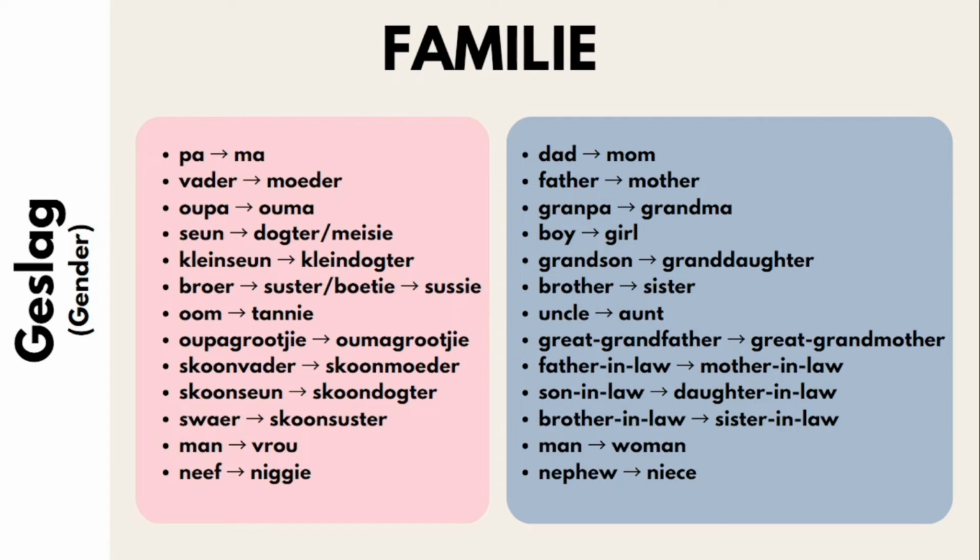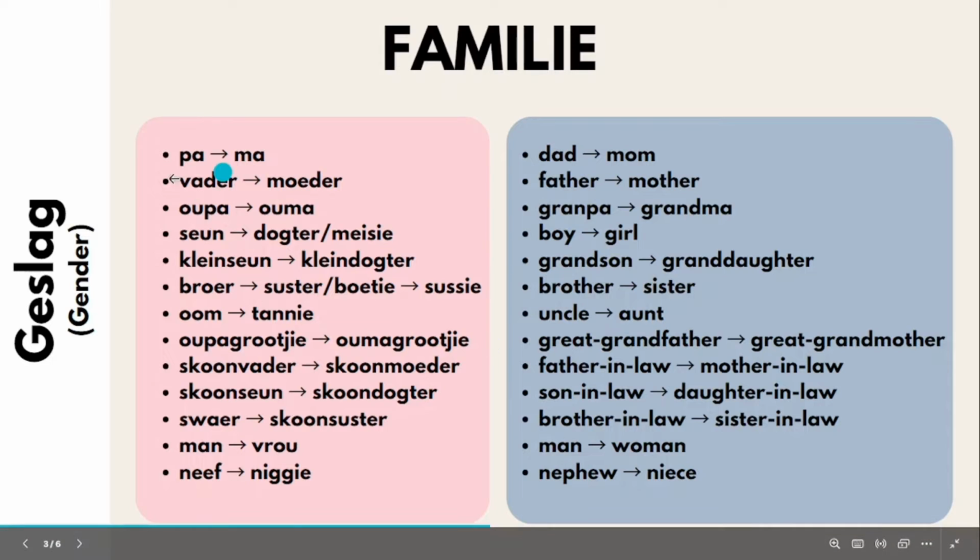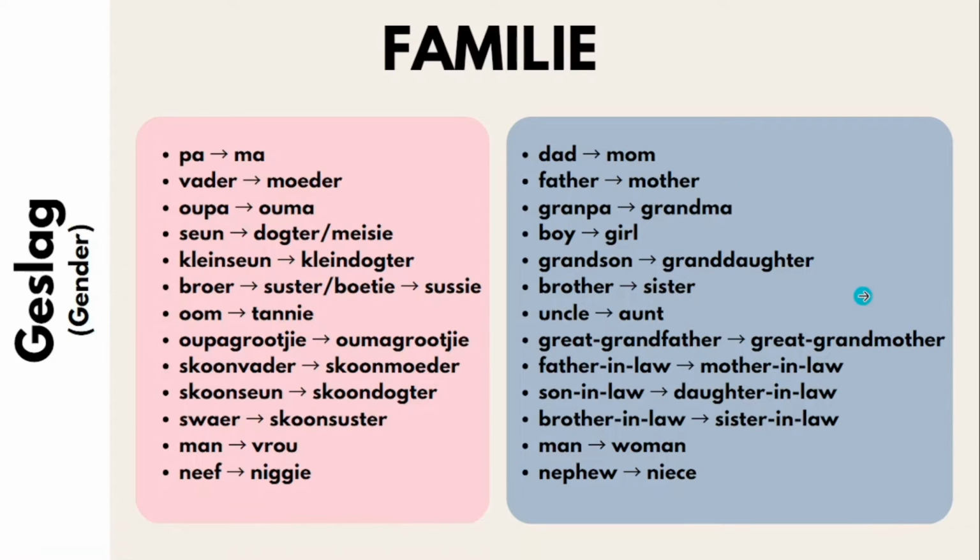Okay. So let's quickly start off with family. As you can see from this slide, I've made the pink part the Afrikaans part, and I've made the blue part the English part. And honestly, if you just take a minute, okay, 5 minutes, to go over this, then it's something that you already know. So I know that most of you already know pa and ma is mom and dad. But the other more traditional name for pa and ma is vader and moeder, which is the same as father and mother. The next is opa and oma, which is grandpa and grandma.